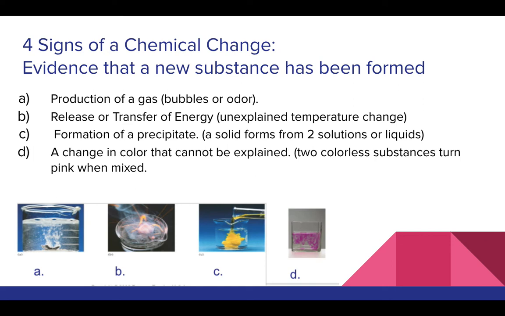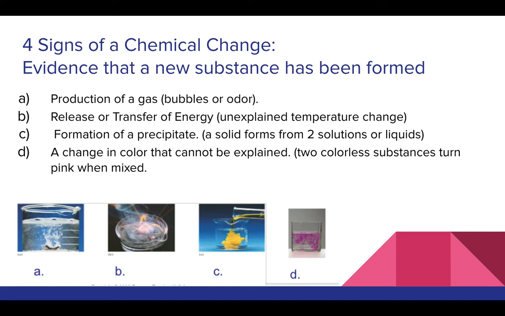Now, experimentally, you'll be doing a lab where you're going to be trying to classify things as chemical or physical changes. And there are 4 signs of a chemical change that pretty much show you that a new substance with new physical properties has been formed. And you'll look for these as evidence that a new substance has been formed. And if a new substance has been formed, it's a chemical change.